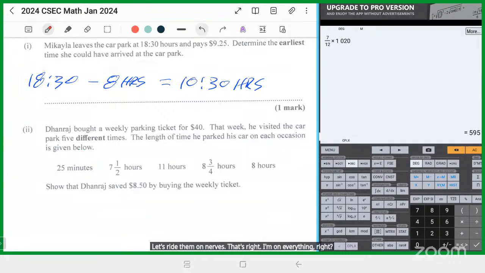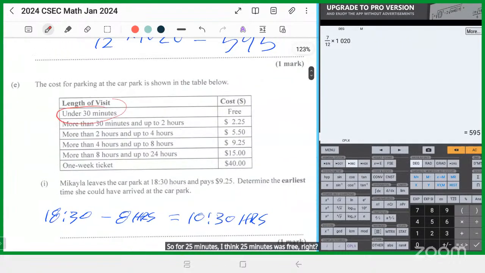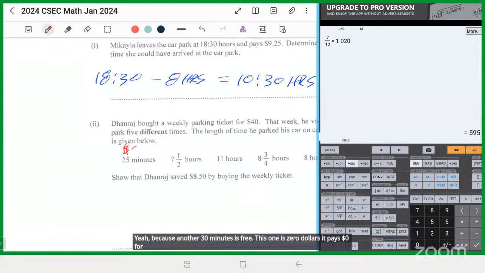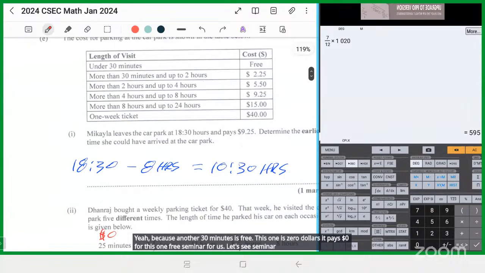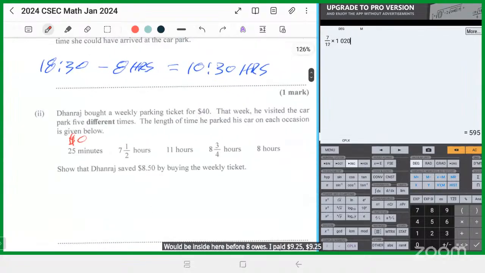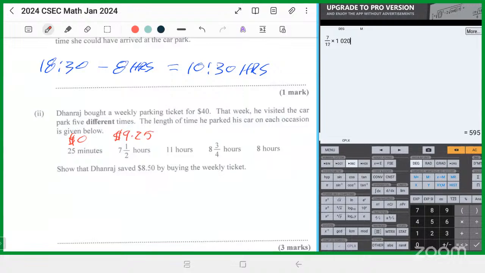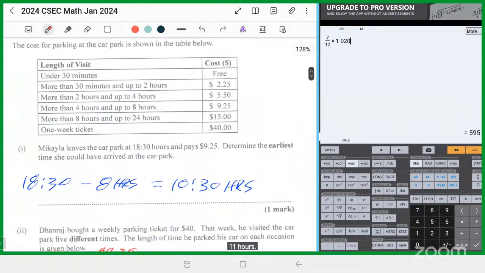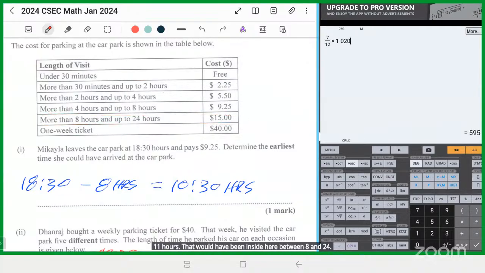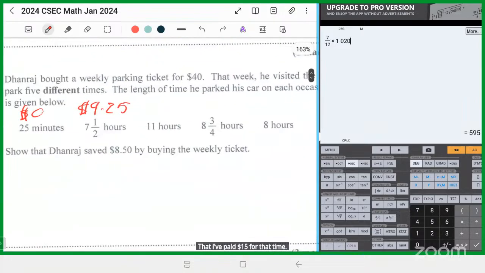So for 25 minutes, I think 25 minutes was free, right? Yeah, because under 30 minutes is free. So we pay $0 for this one. 7.5 hours would be inside here, before 8 hours. So you would have paid $9.25 for this one. For 11 hours, that would have been inside here, between 8 and 24. So you'd have paid $15 for that time.